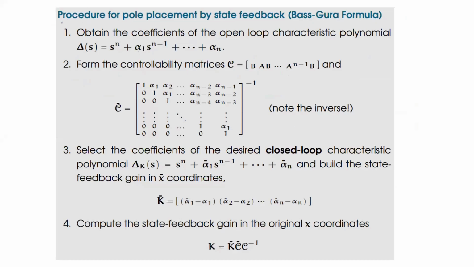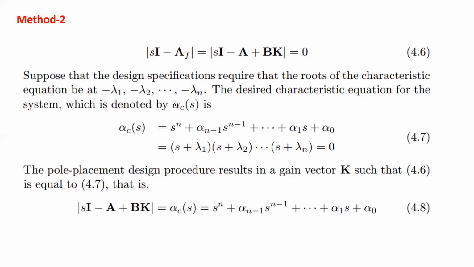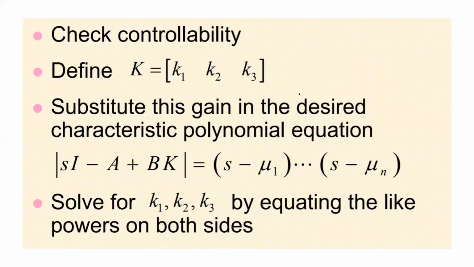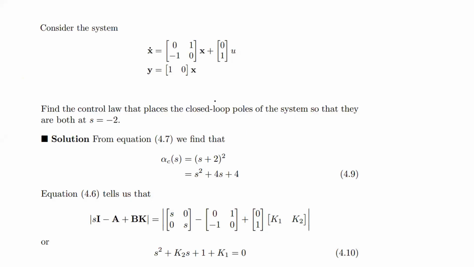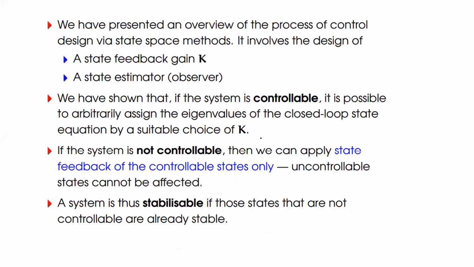First method is the Gauss-Murray formula. What is the Gauss-Murray formula? That I can explain. The next method, method number 2, is the direct substitution method. So what is the process in the direct substitution method? With an example, I can explain.